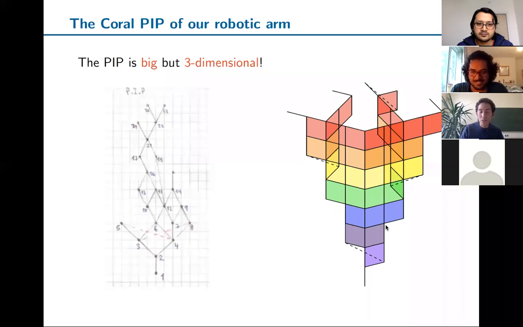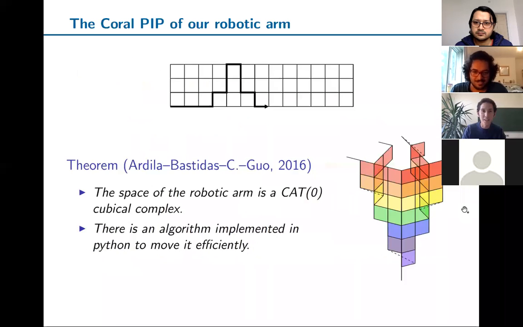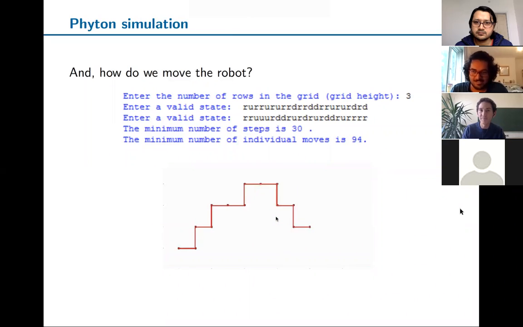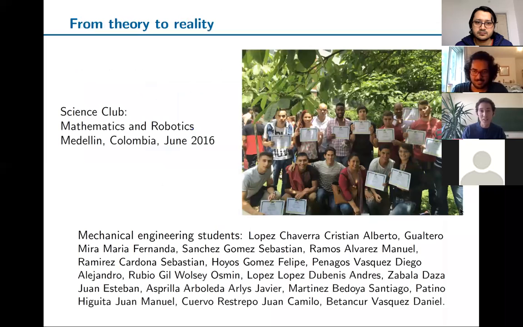And the other student is John Guo. So the first one was Janer Pastillas, and the other one is John Guo, who was a student at San Francisco State University. He was the one programming all this stuff, doing the Python code and these animations. And the other ones are also undergrad students. They are mechanical engineers, and they were participating in this science club that I was organizing. So all the students in this project were undergrad students at that point.